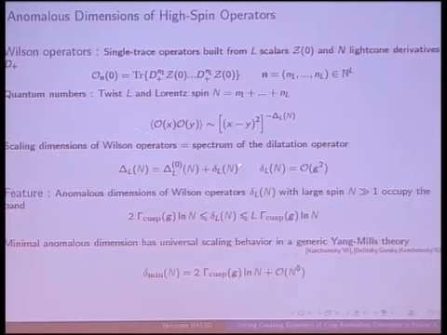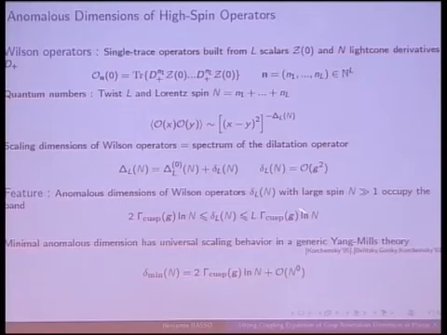The scaling dimension of the Wilson operator can be identified as a spectrum of the dilatation operator, and is given by a canonical part independent of the coupling constant and an anomalous part. The anomalous part depends on the two quantum numbers, the twist and the Lorentz spin. So there are many anomalous dimensions for a given twist and Lorentz spin.